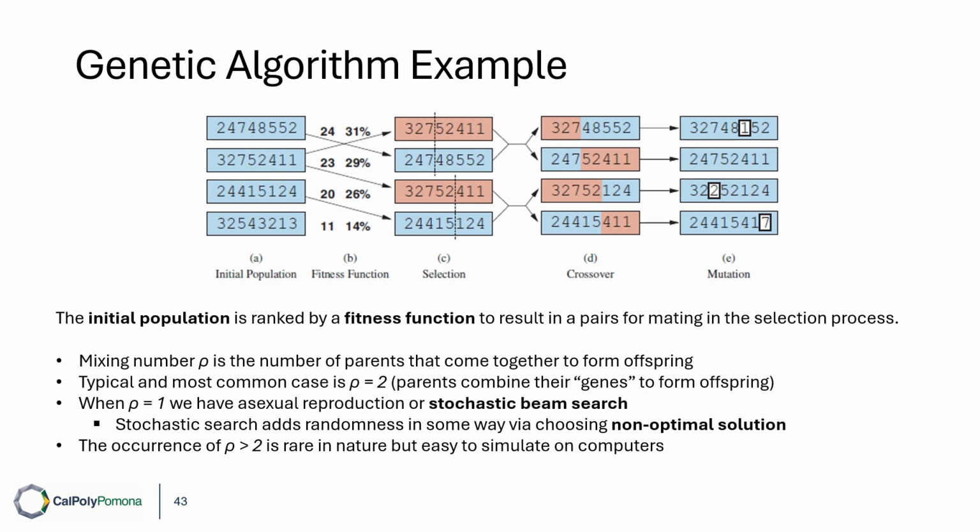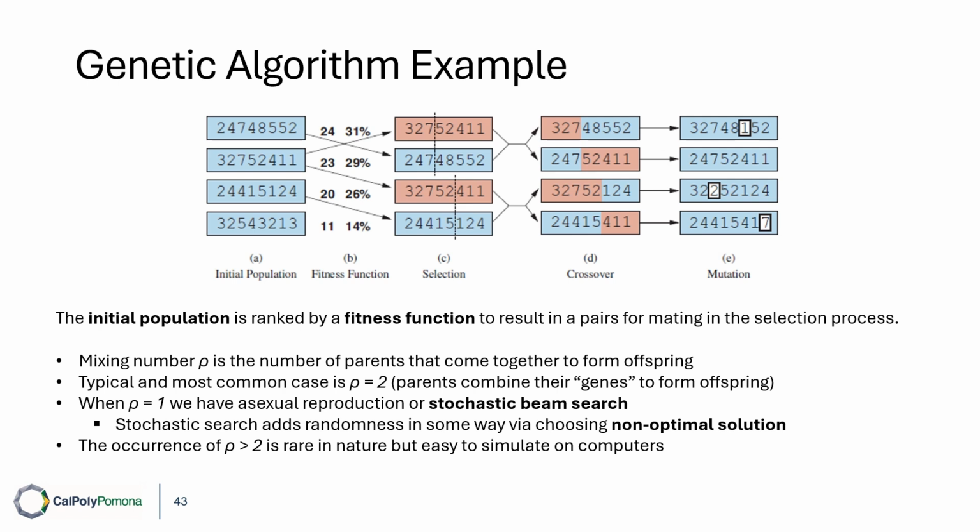Now, here we have an example of a genetic algorithm. We first start with our initial population of solutions, represented as a sequence of chromosomes. They are ranked by a fitness function, which evaluates how well each solution solves the problem. This results in pairs for mating in the selection process. For example, 23 and 24, in this case, represent high fitness scores. Now the mixing number, P, in this example, is a representation of how many parents combine to produce offspring. The standard and typical value for this is 2, meaning 2 parents contribute to the next generation.